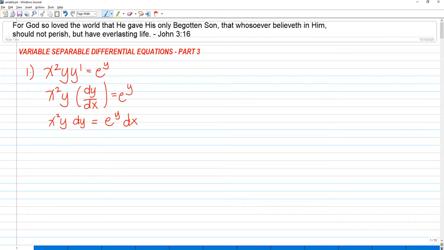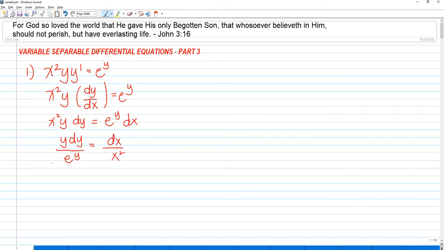Okay? So we will be grouping all of the terms of y on the left side because we have a dy here, and all of the terms for x on the right side, because we have a dx. So what are we going to do? Manipulating this, we have y dy all over e raised to y, then we have dx all over x squared.